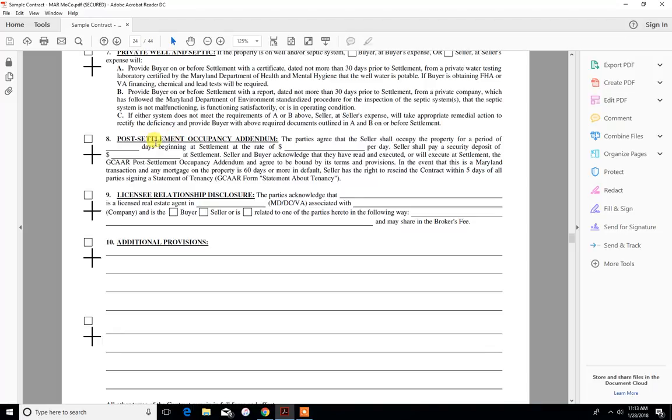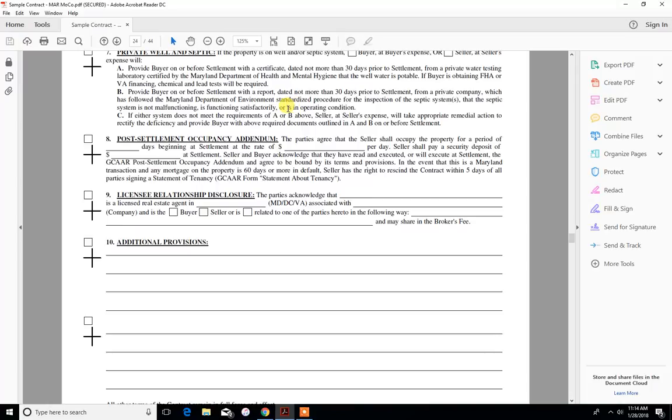Post-settlement occupancy, that's if there's a rent back. So if you have a rent back, you're going to fill this out. This happens when a seller wants to stay in the property after the contract is closed or settlement. The lenders will not allow it for more than 60 days, because once you pass 60 days, it becomes subject to landlord tenant, and that's a real problem.